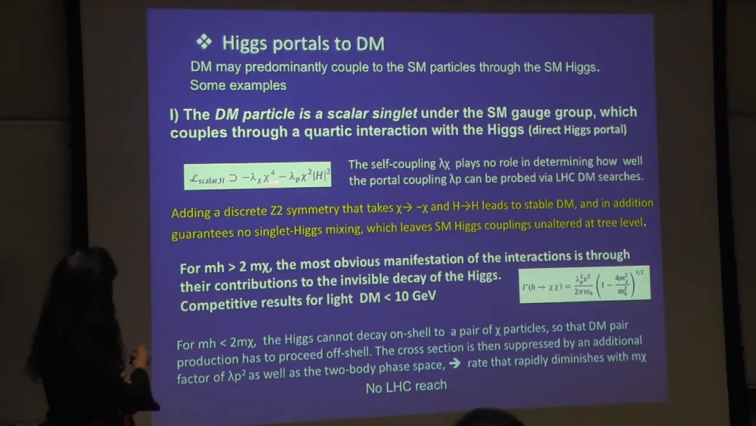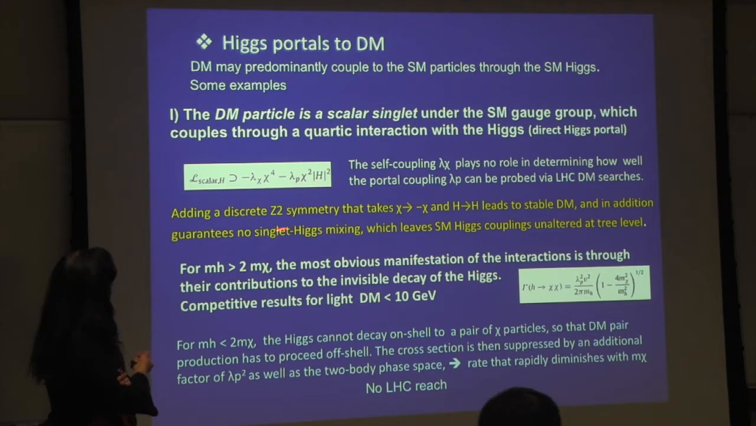So this is basically the Higgs, and this is my dark matter particle. Okay. So this is the self-coupling of the dark matter, but this really plays no role in how well the Higgs portal coupling can be probed via LHC searches. So this is the coupling that we are probing. So there's a discrete symmetry here, so that chi goes to minus chi and the Higgs goes to Higgs. So then this is a stable particle.